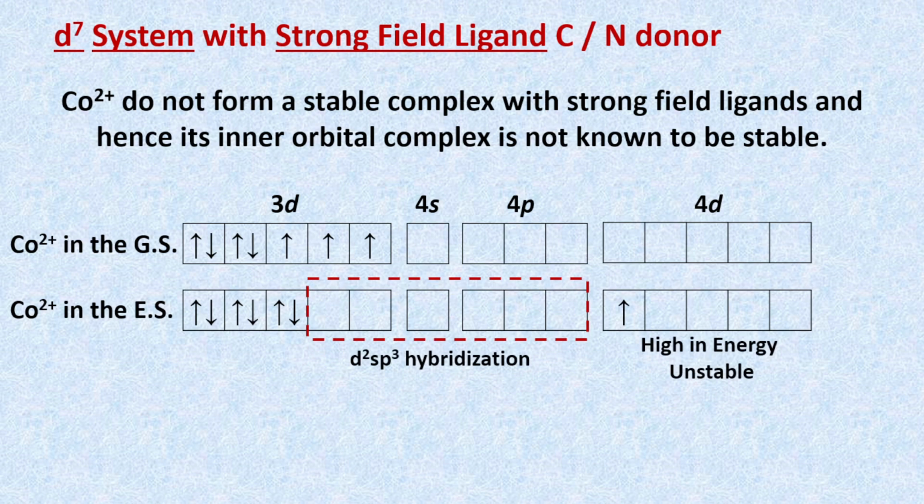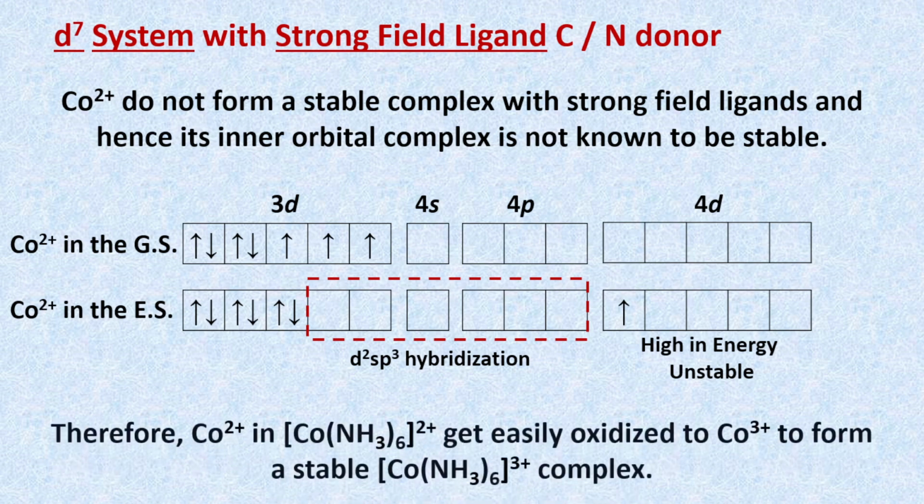However, the electron occupying the 4d orbital is high in energy. So the complex of cobalt +2 is not stable with strong field ligands like carbon or nitrogen. Hence, its inner orbital complex is not known to be stable. This is why cobalt +2 in hexaammine cobalt 2+ gets easily oxidized to cobalt +3 to form a stable hexaammine cobalt 3+ complex.